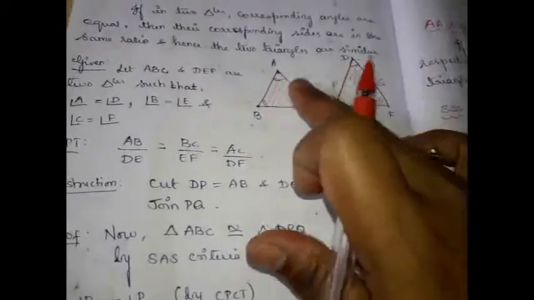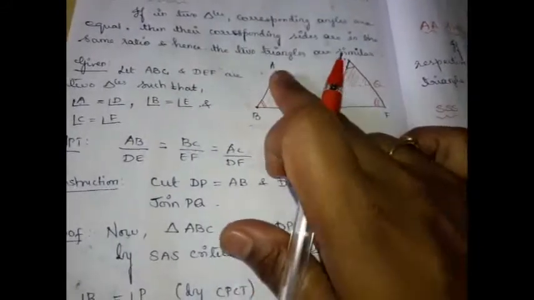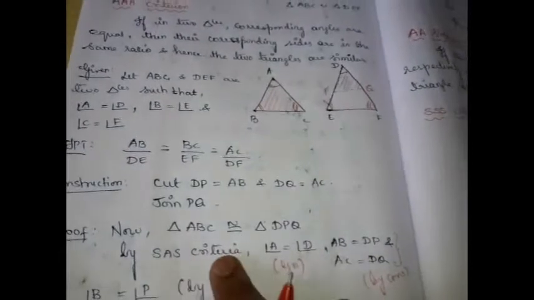Now what will you infer here about triangle ABC and triangle DPQ? This full triangle and this small upper triangle. Already we know angle A equals angle D, which is given in the question, and AB equals DP and AC equals DQ by our construction. So by these, we infer these two triangles are congruent by SAS criteria.